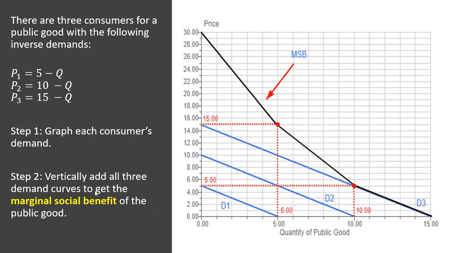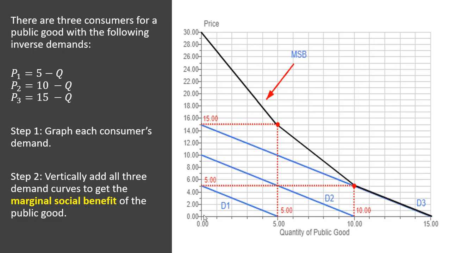All right, the next step is to vertically add all three demand curves to get the marginal social benefit curve. The way I like to do this is start over here at the origin. At the origin, we're going to add up these three vertical intercepts. So if Q is 0, we've got 5, 10, and 15, and that sums to 30. We have one point on the marginal social benefit curve.